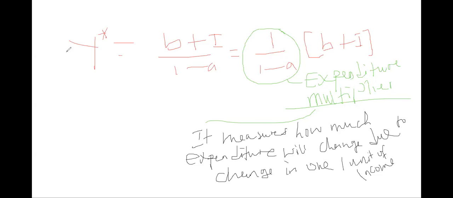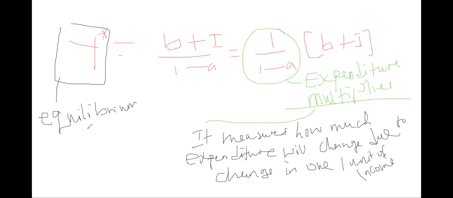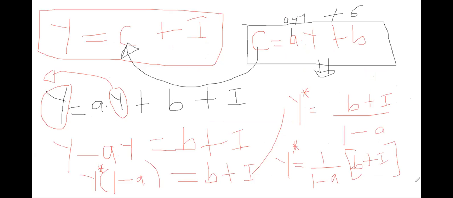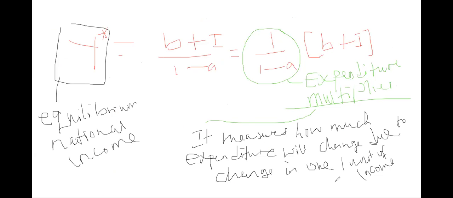So now we have this. This is our first question, that is the equilibrium national income. But remember, we have to find two quantities. What about the equilibrium consumption? So the next one is to find the equilibrium consumption.